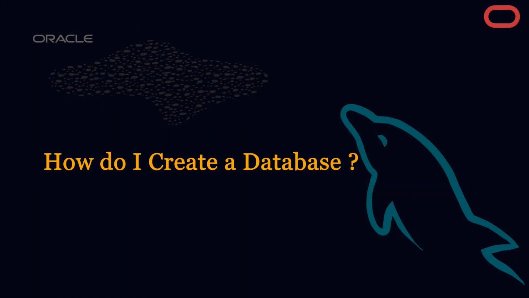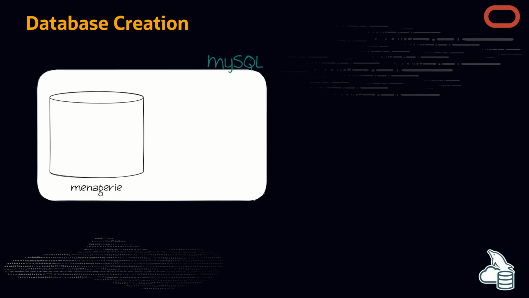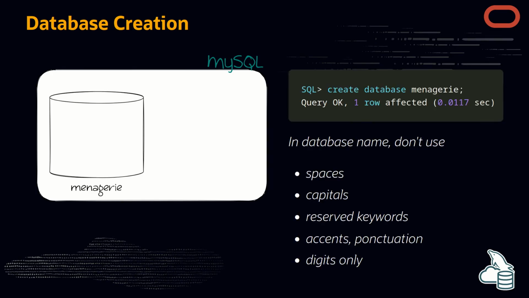So now, how do I create a database? If we want to create a new database, we're going to create a database called Ménagerie. How are we going to do this? We will use create database and the name of the database in SQL. But in a database name, we don't use spaces, capitals, reserved keywords, accents, punctuation, or digits only. So you cannot create a table 1, 2, 3, but you can create a table T123, for example, right?